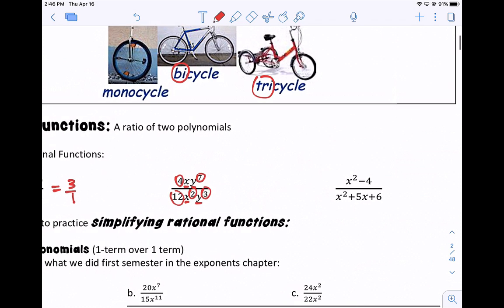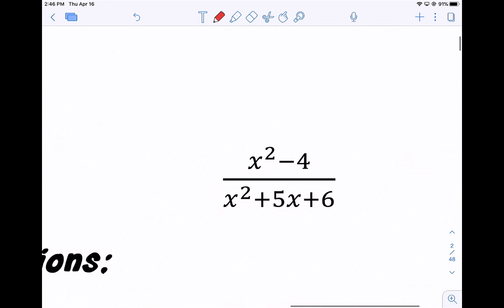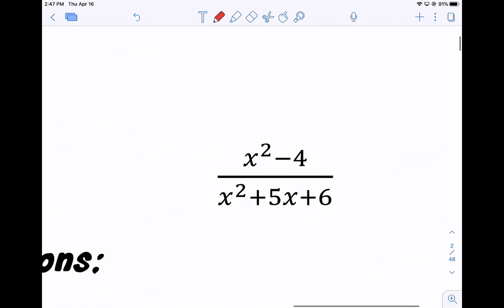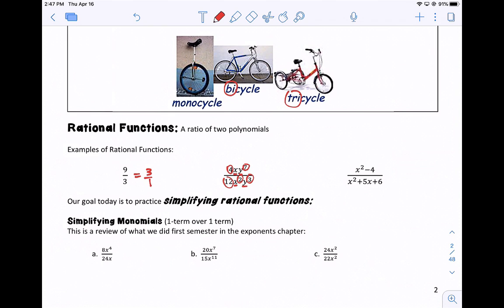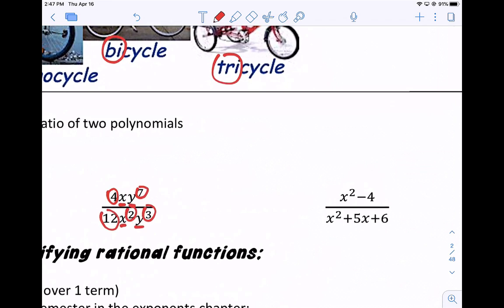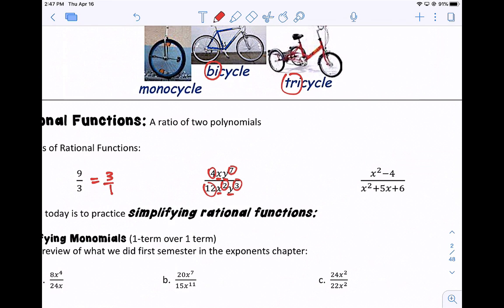Okay, let's take a look at another ratio. This is a binomial, 2 terms, divided by a trinomial, 3 terms. And this is a rational function because it's a ratio or a comparison of two things, or it's written as a fraction. Okay, so these are all examples of rational functions. And our goal today is to simplify these rational functions.